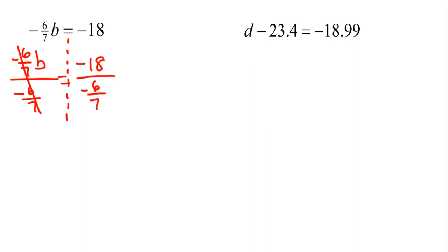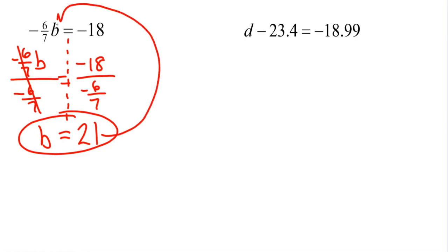These will cancel each other out. I'm left with 1b, and then negative 18 divided by negative 6/7 is a positive 21. So there's my solution, b equals 21. And then again, if I come back and plug that into the original, negative 6/7 times 21 does give me negative 18, and I know that my solution is correct.